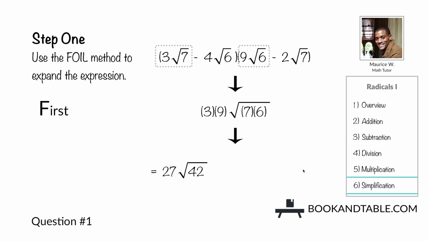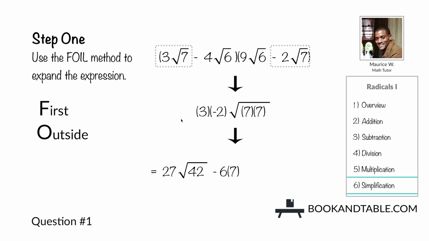Question number 1. Step 1. Use the FOIL method to expand the expression. So the F in FOIL stands for first, which lets you know you want to multiply the first term in the first binomial times the first term in the second binomial. When we do so, we want to multiply our coefficients first, 3 and 9. 3 times 9 will give you 27. And then you multiply your radicands. Radical 7 times radical 6 will give you radical 7 times 6, which is radical 42.